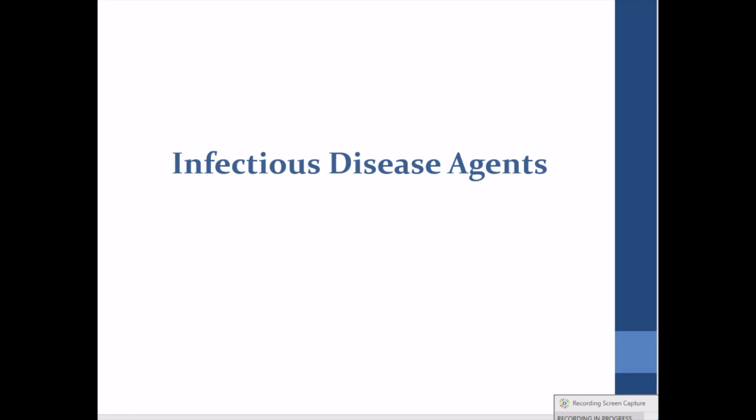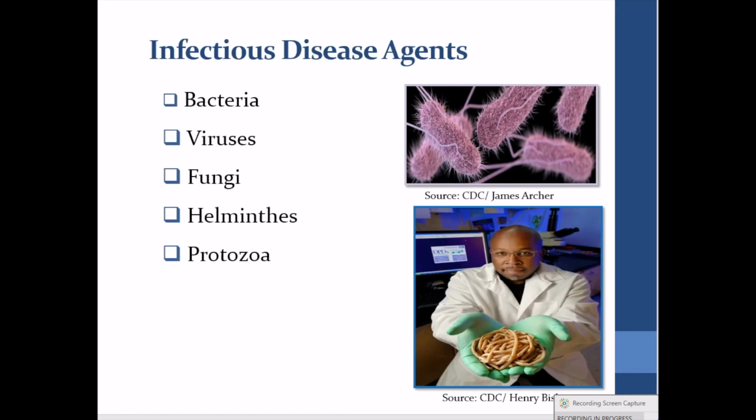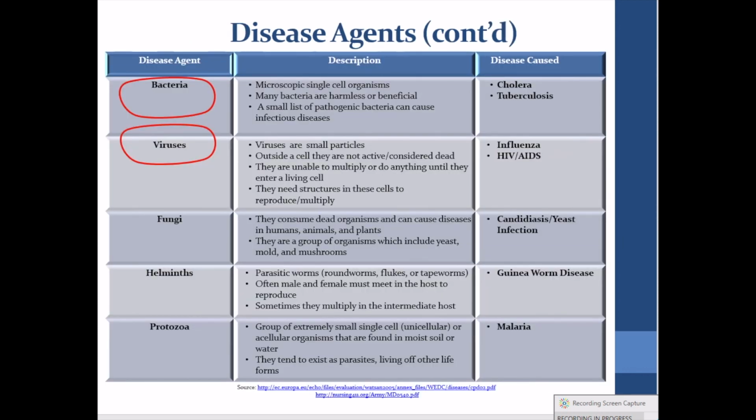Infectious disease agents. Here on the screen is a list of some of the agents that cause infectious diseases. Let's take a look at two of these agents. Bacteria. These are microscopic single-celled organisms that live in millions in the environment. Some are harmful and others serve a useful purpose. Some diseases caused by bacteria are cholera and tuberculosis.